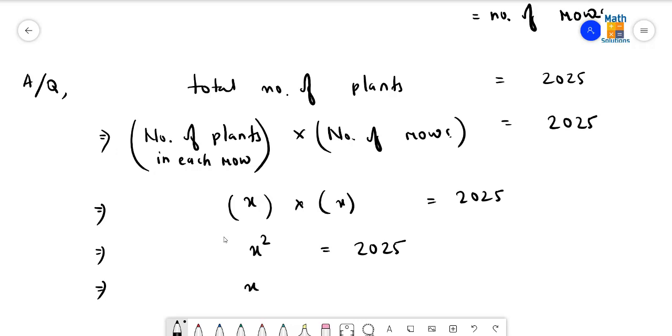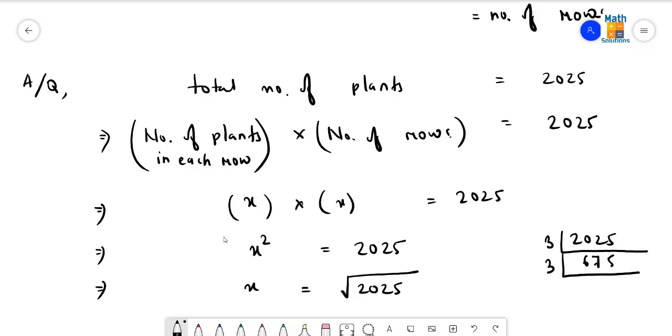So then I get x is equal to square root of 2025. By prime factorization I am trying to find out all the factors of 2025. So 2025, is this number divisible by 3? Yes, this is divisible by 3. 3 6s are 18, then 22, 3 7s are 21, then here it is 5. Then again by 3 it is divisible, 225.